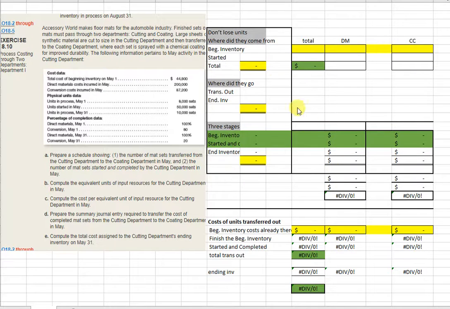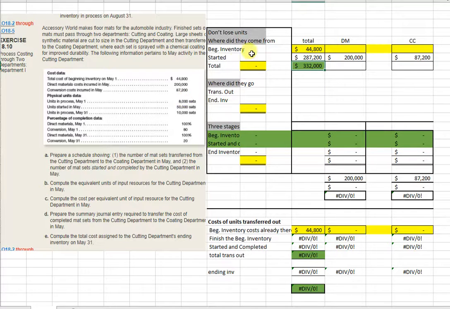But I do know that our costs in beginning inventory were $44,800. So I'm going to put that in there so I don't lose that. I also know that I incurred $200,000 of direct materials during May. That's what I added, and $87,200 of conversion costs. So my total costs that I put in process are $332,000.